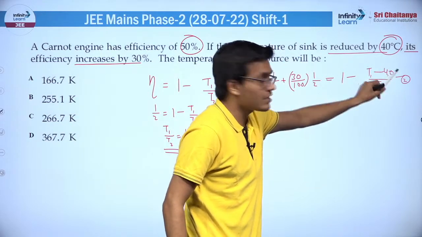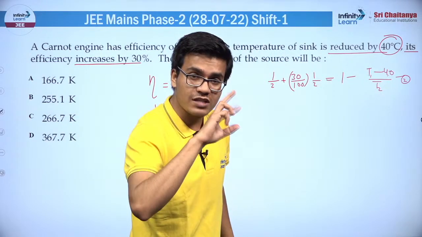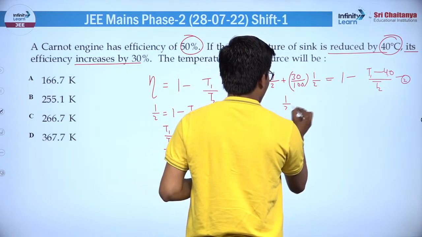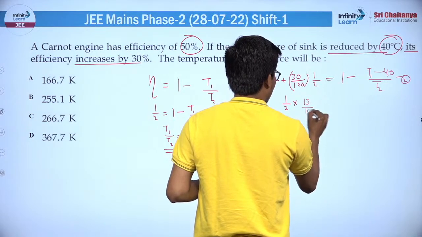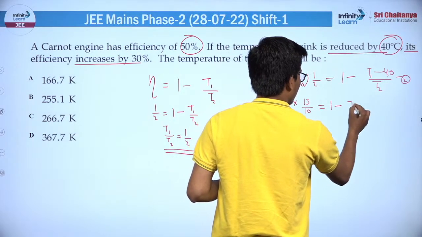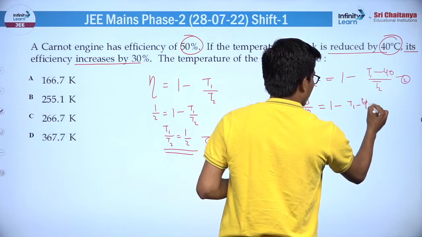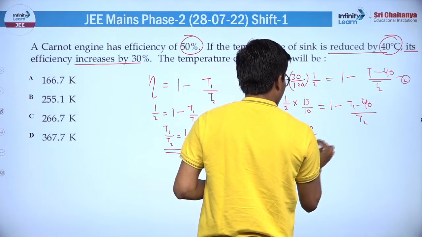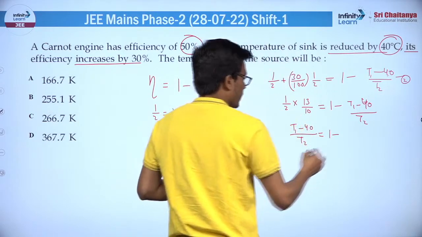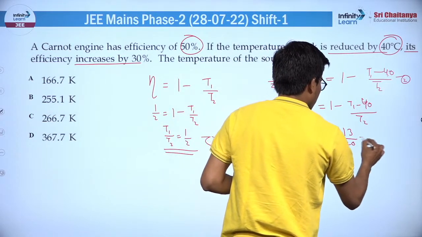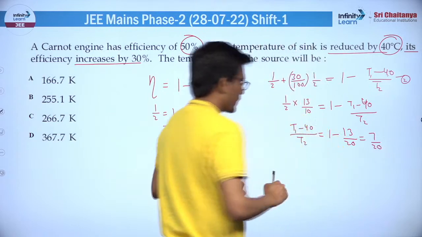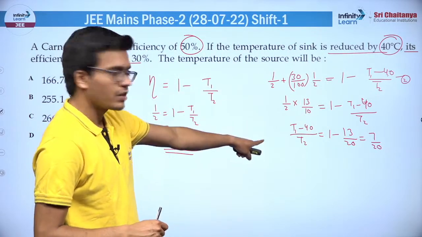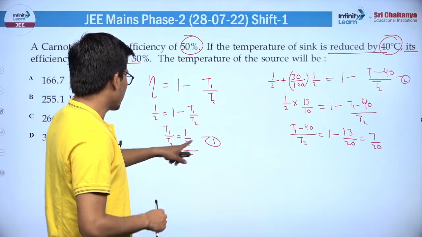You are taking this here in Kelvin only, because the change is always the same in both the scales, right? So you can write 1 by 2 into 13 by 10 is equal to 1 minus (T1 minus 40) divided by T2. So (T1 minus 40) divided by T2 is equal to 1 minus 13 by 20, that is 7 by 20. Okay, and we need to find the temperature of the sink, meaning T2. So we have to eliminate T1.